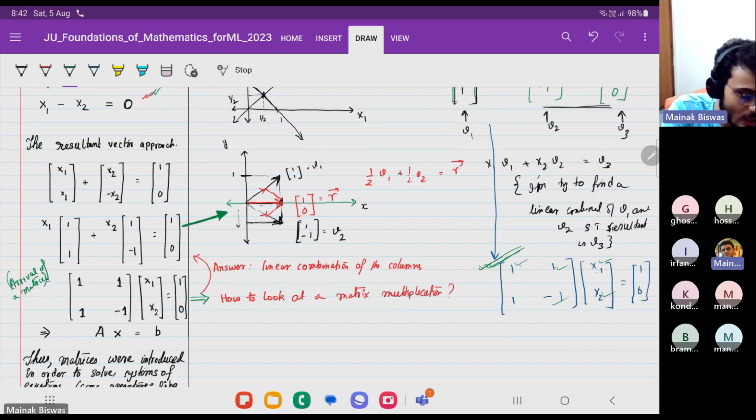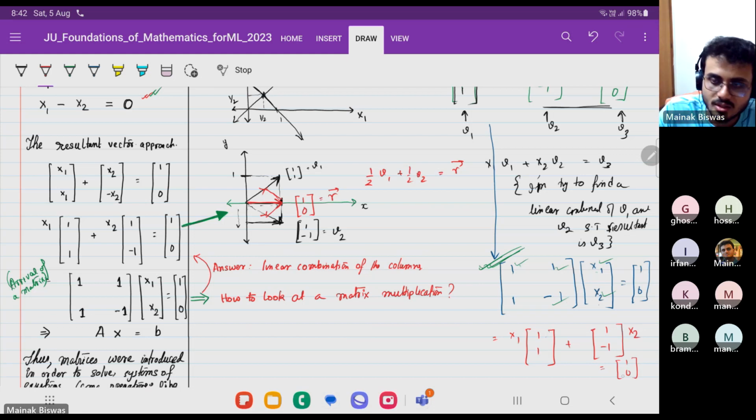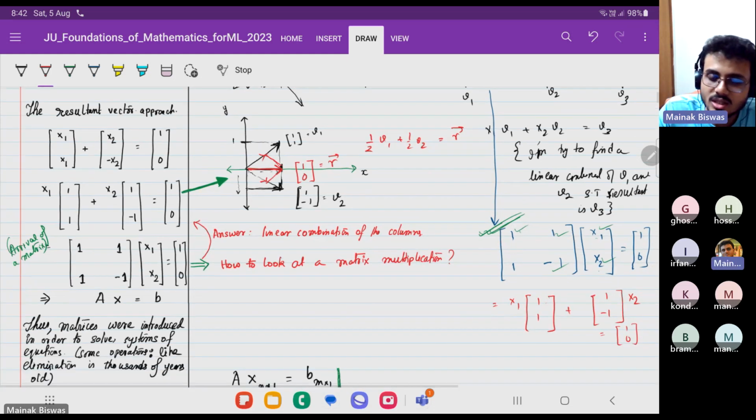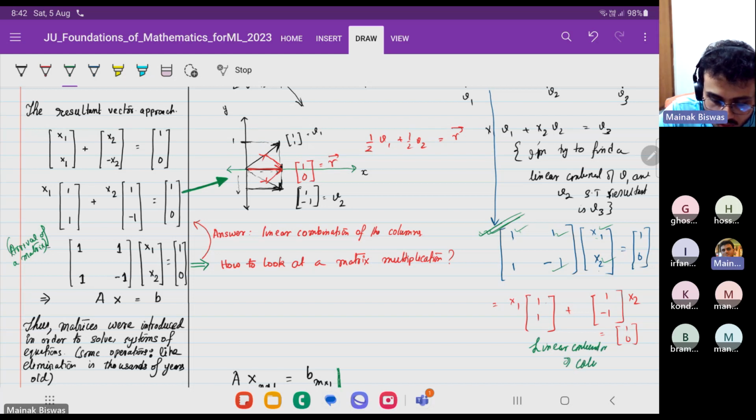Okay, so I want you to think of this as a linear combination of these two vectors, or the column vectors, right? I want you to think of it this way. Instead of multiplying the way you used to do, you're taking a linear combination of the columns of A, right?